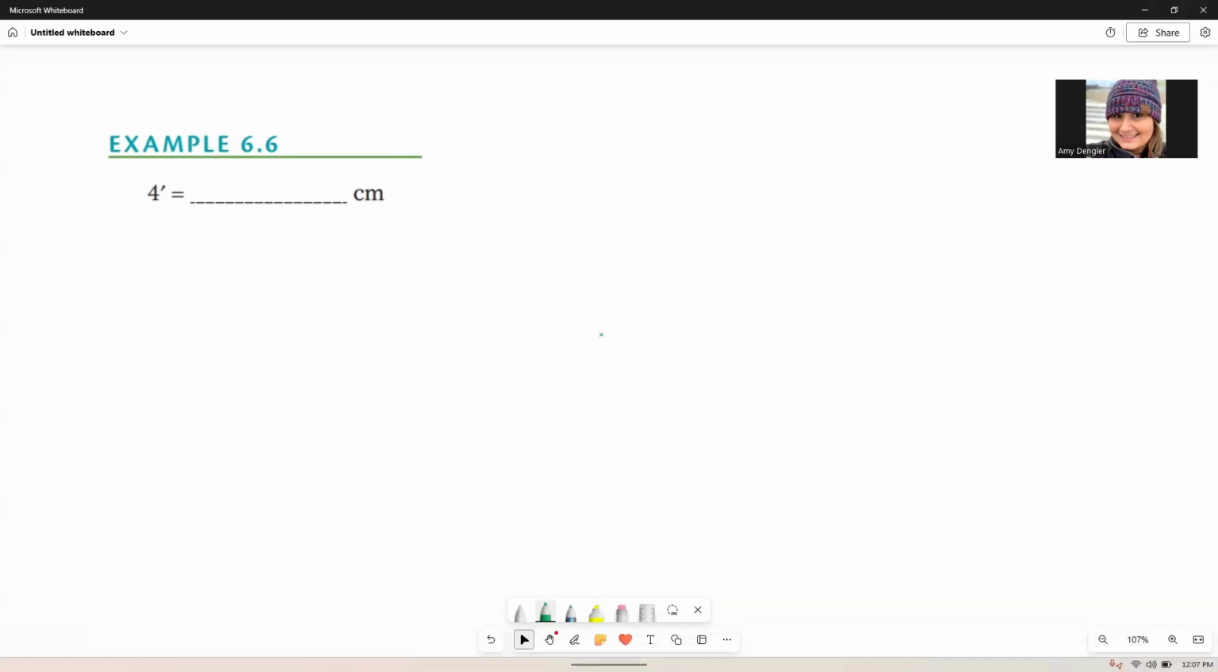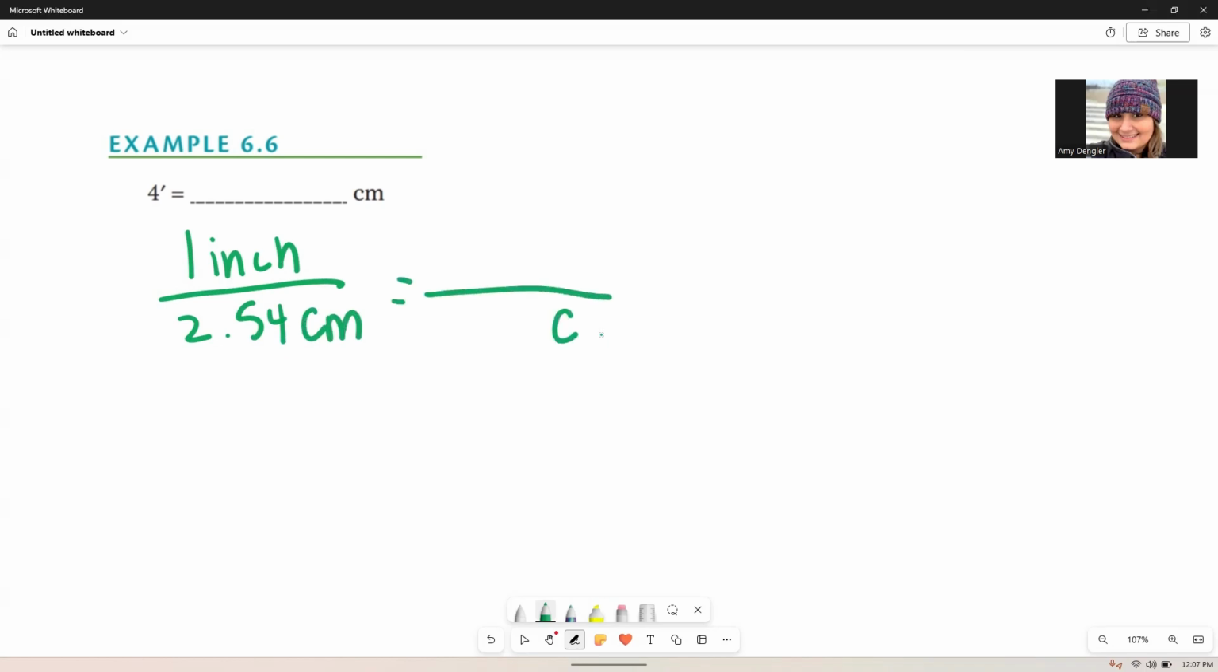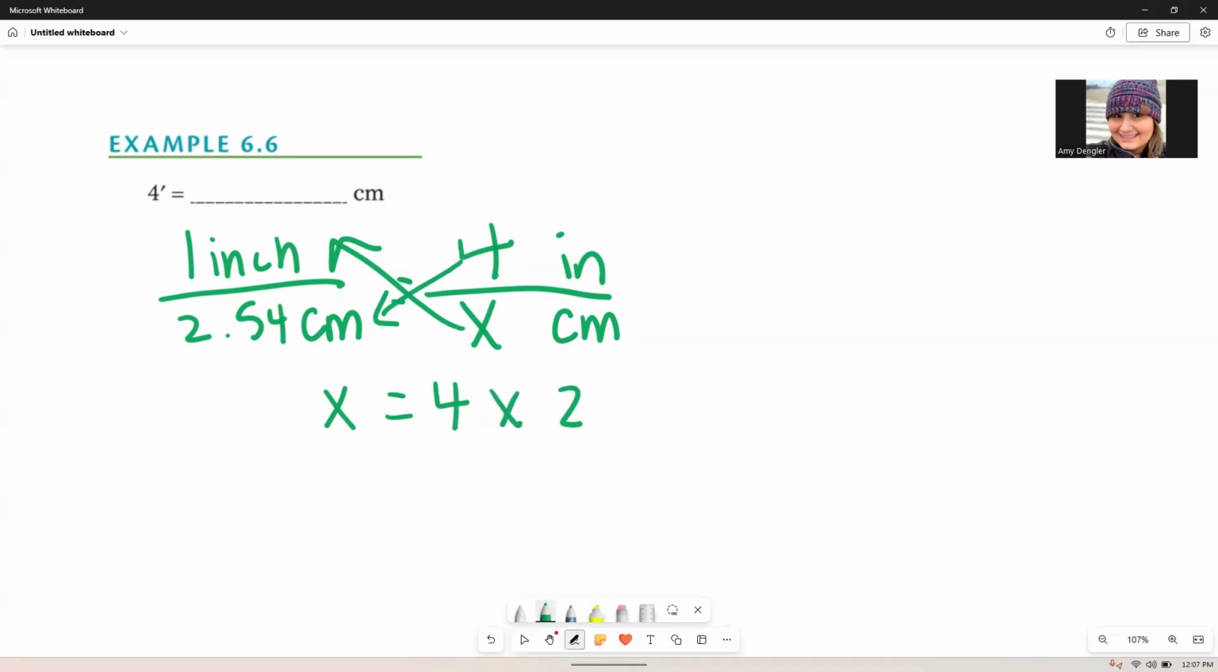So I'm going to write that down on one side of the proportion. And then on my other side, I know I need to have the same units across. And I have 4 inches in my problem, and I'm looking for centimeters. So we have 1 times x, which is just x, so I'm not going to write out the 1. And 4 times 2.54.